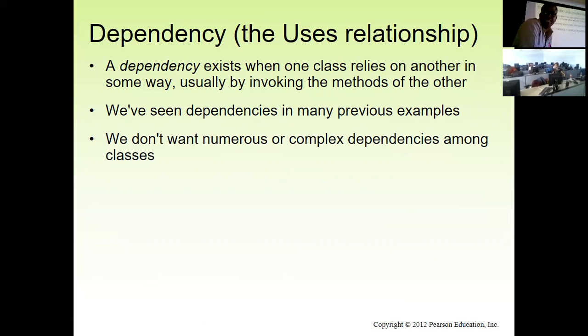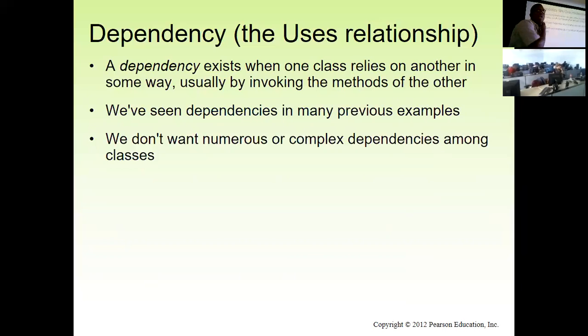So a dependency exists when one class relies on another. We've seen dependencies in many previous examples. We don't want numerous or complex dependencies among classes. It's not such a nice design if you have that. Okay? And we're going to talk about some things called SOLID principles. We're going to start talking about it today. We're going to look at one aspect of SOLID, which is the S.